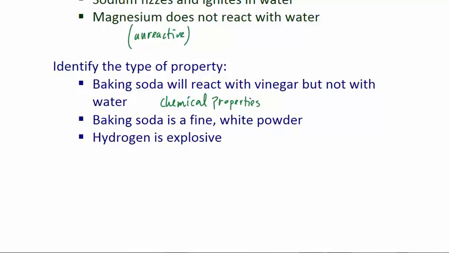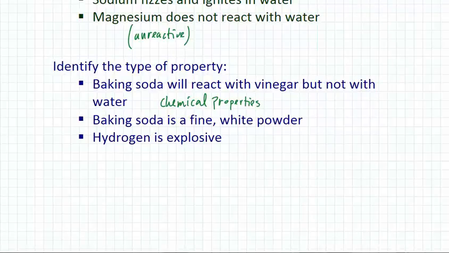Okay. Baking soda is a fine white powder, and when a powder is described as fine, that's not like a compliment. That's just talking about the size of the particles. So a fine powder has small particles as opposed to a coarse powder, which is larger particles. So if we describe baking soda as a fine white powder, those are physical properties or chemical properties? Physical, because it's just describing the substance itself.